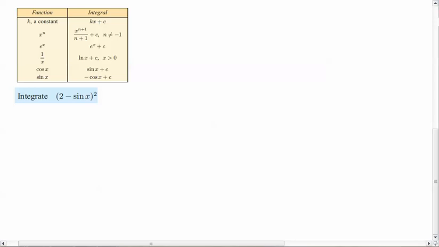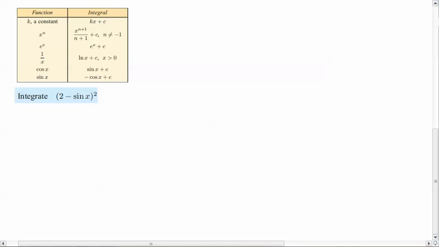Alright, now up to this point we haven't really done anything that was overly hard or difficult. So I think I'd like to do at least one of those before we move on to do something else. Alright, so this one we're going to integrate 2 minus the sine of x, squared.